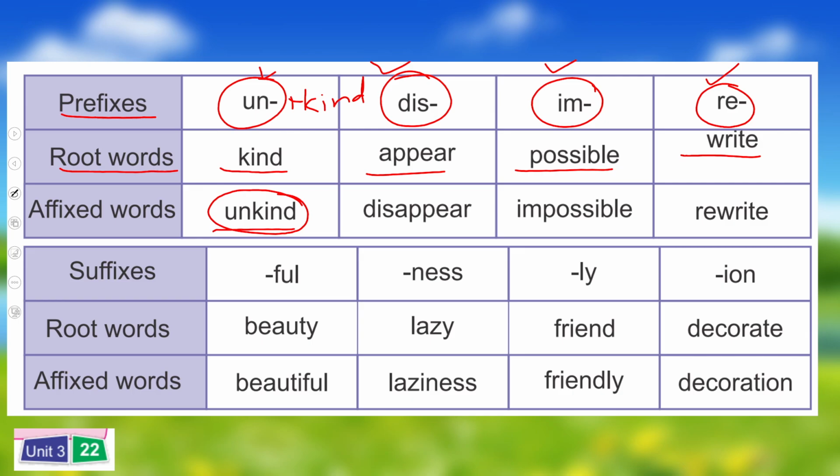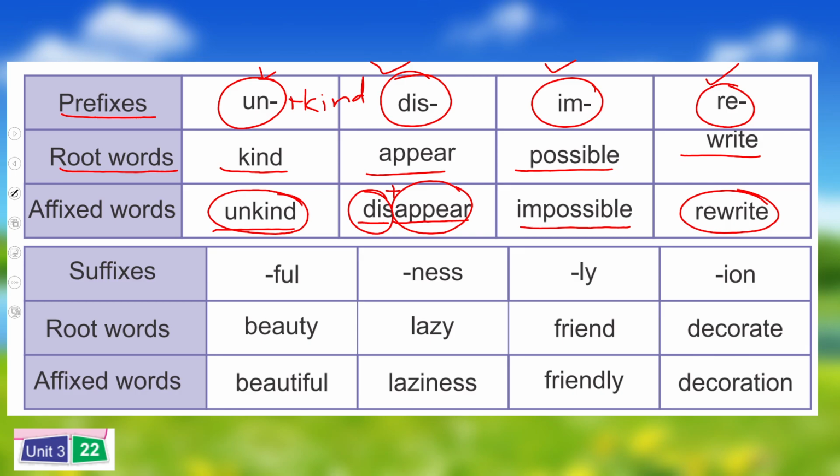Appear and dis makes up one word, disappear. What is our prefix? Dis, and the root word appear. Impossible. Im plus possible becomes impossible. Rewrite, which means to write again, and that is also a word having a prefix.